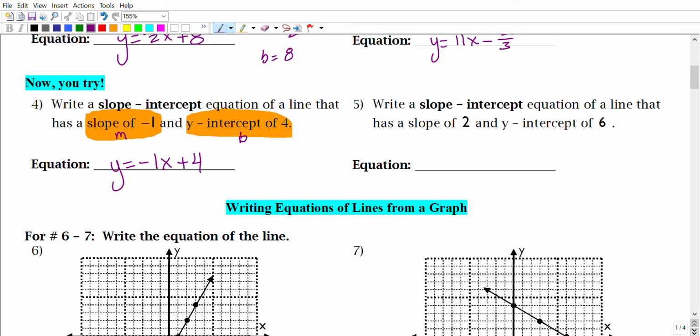All right, number 5, same thing. Write a slope-intercept equation of the line that has a slope of 2 and a y-intercept of 6. So once again, this is my m, this is my b. So y equals mx plus b, so y equals 2x plus 6.